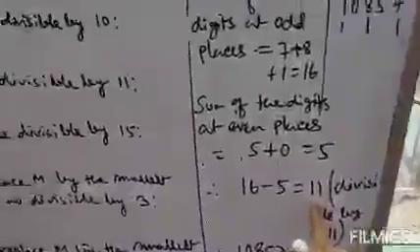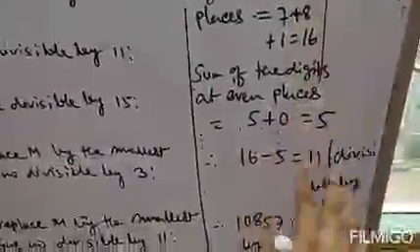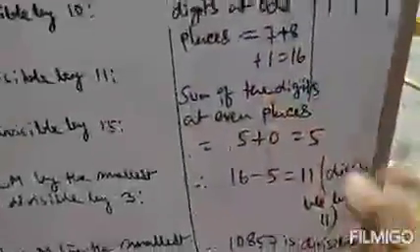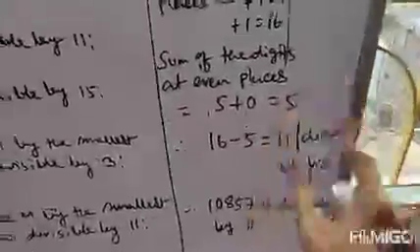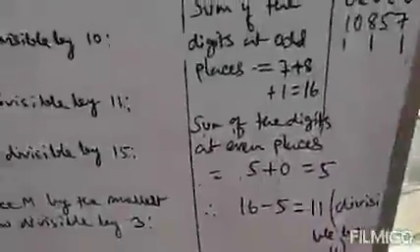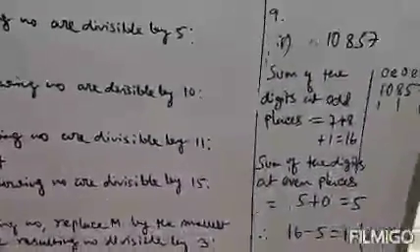So if you get the result from subtraction as 0 or a number which is divisible by 11, only in that case the given number will be divisible by 11. Clear? In any other case the number will not be divisible by 11. Clear? So this is the divisibility rule of 11.